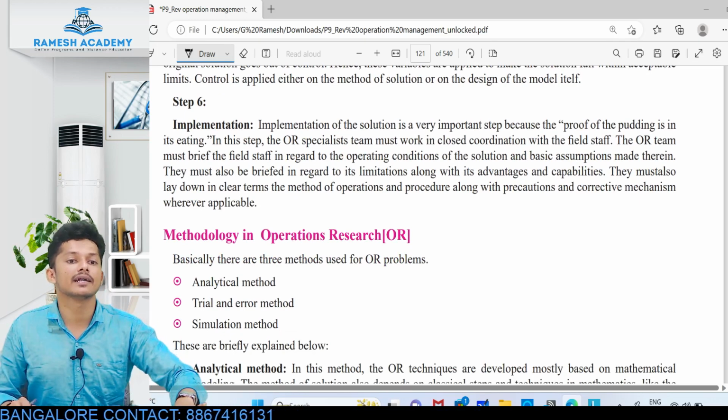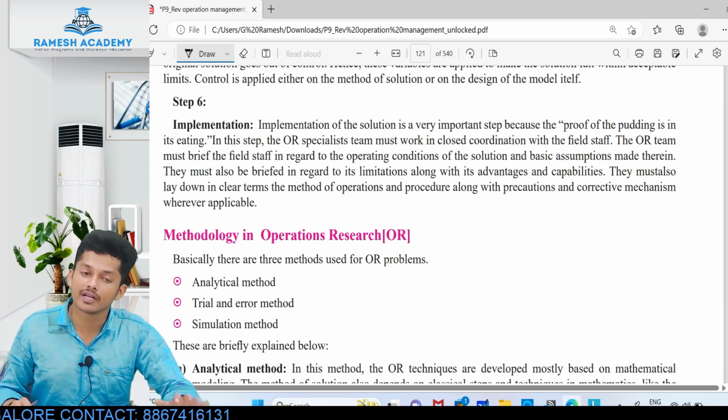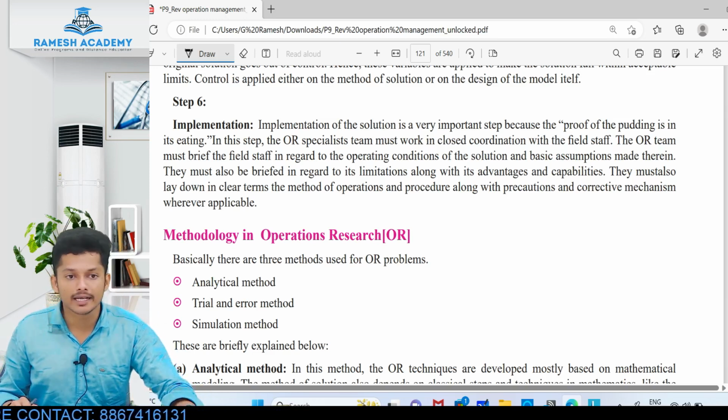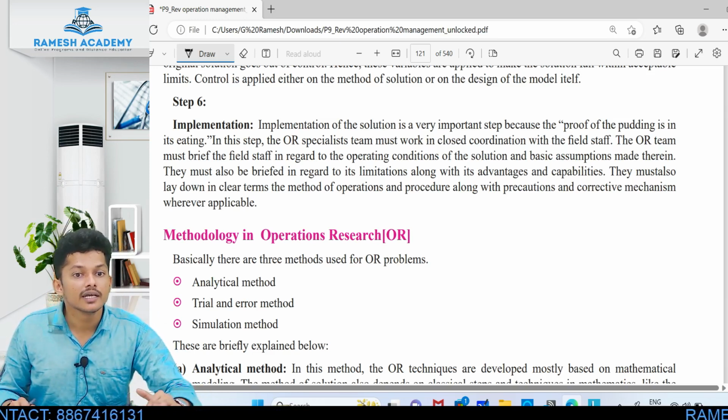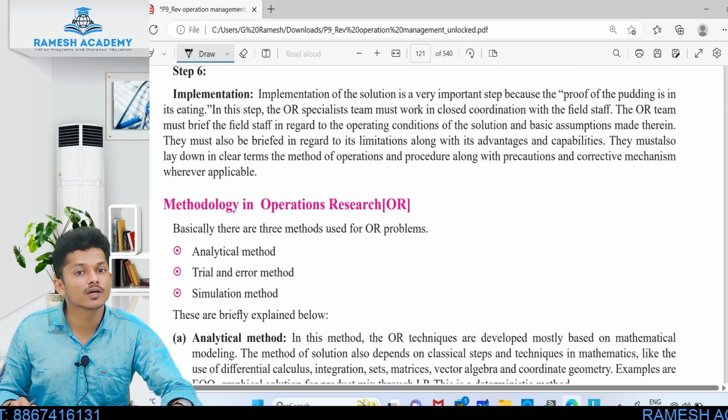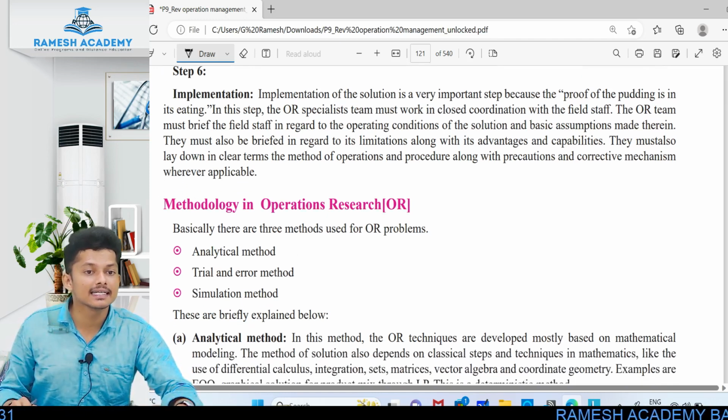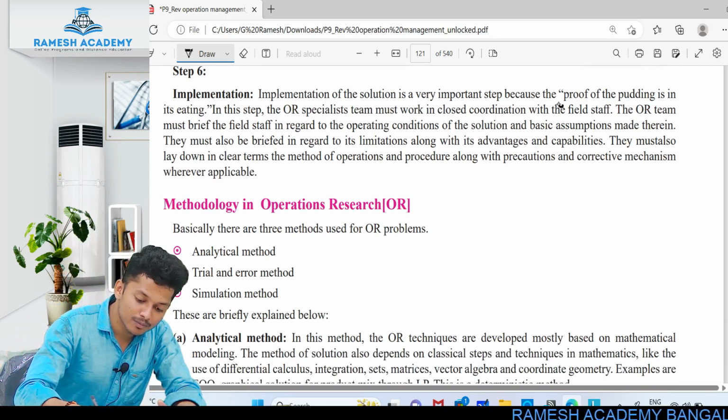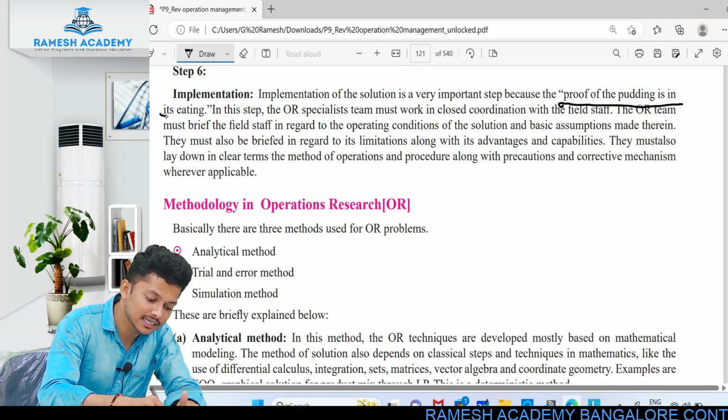Then implement it. That means then execute it. Very, very important question this is. You may expect a theory question. See, implementation of the solution is a very important step because the proof of the pudding is in the eating.